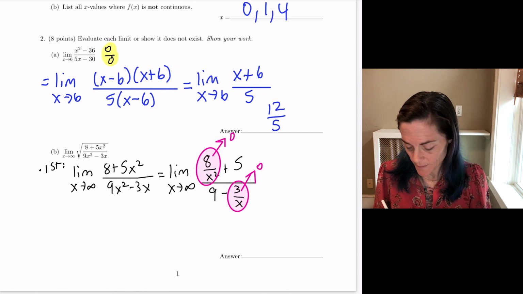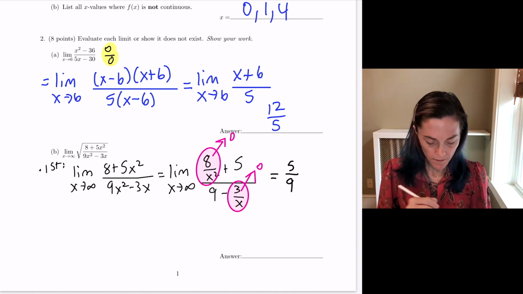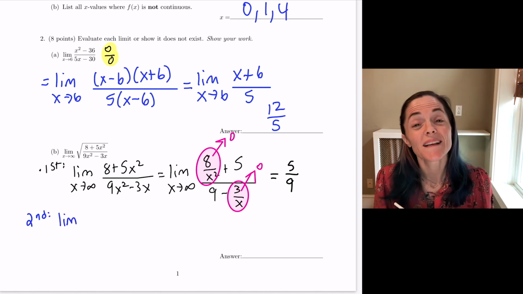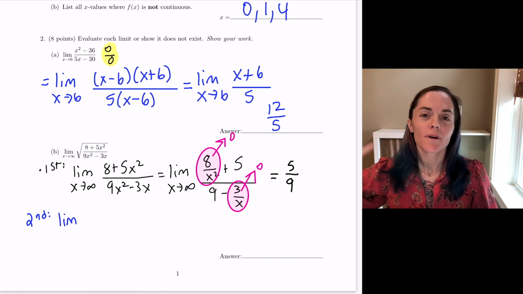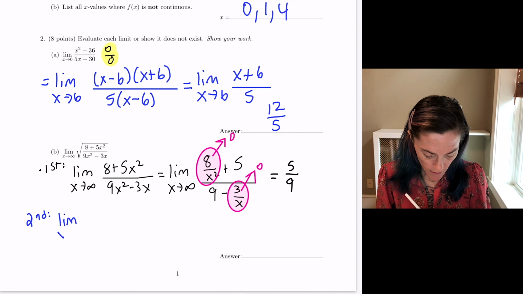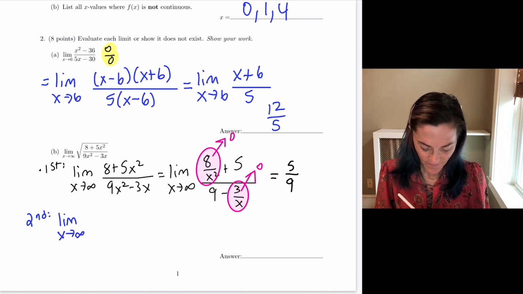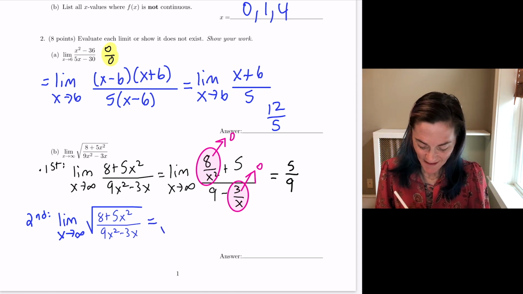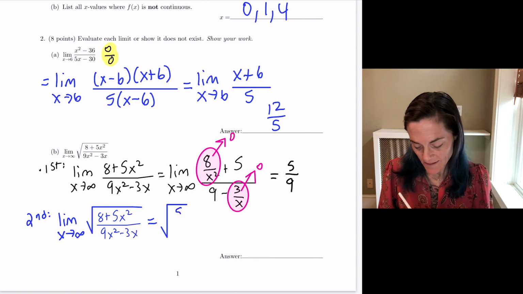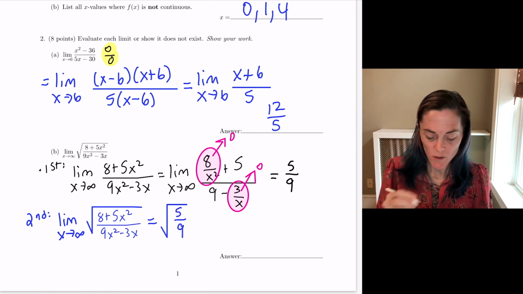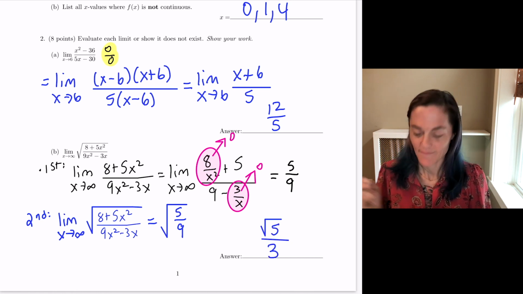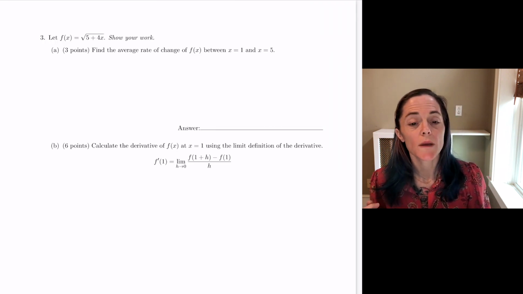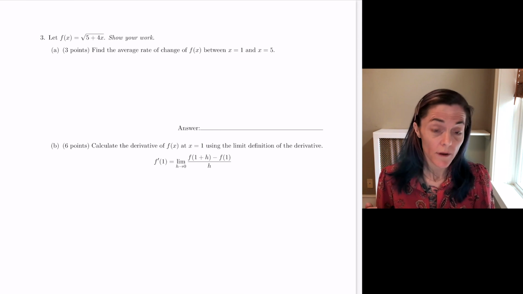Now, I'm not finished here. What's left, okay, this is my second step, which I'll do in blue. Well, the square root is a continuous function, and so we may bring the limit inside the square root. What this amounts to is we have a square root of 5 divided by 9, which we can write as the square root of 5 over 3. Very nice.